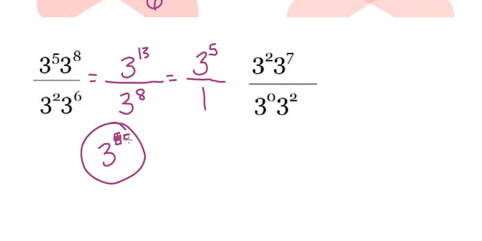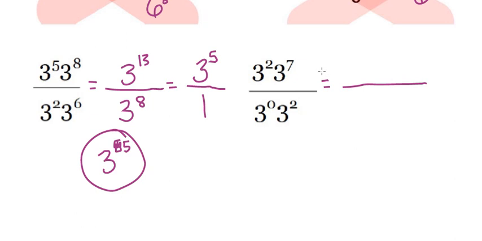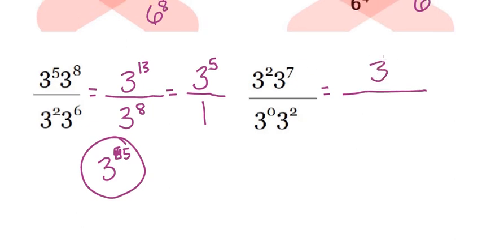All right, so in this next problem here, it's almost exactly the same. You've got 3 squared times 3 to the 7th in the numerator, so you want to simplify your numerator, and that's going to give you 3 to the power of 9, because 7 plus 2 is 9. And then in the denominator, you have 3 to the power of 0 times 3 squared, and that's going to give you 3 squared, because 0 plus 2 is 2.